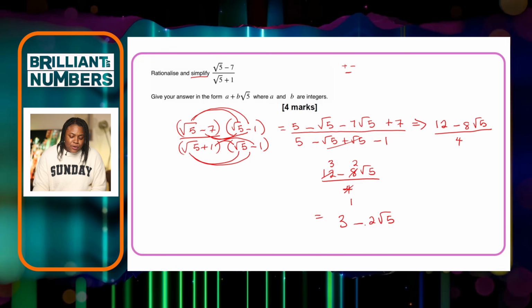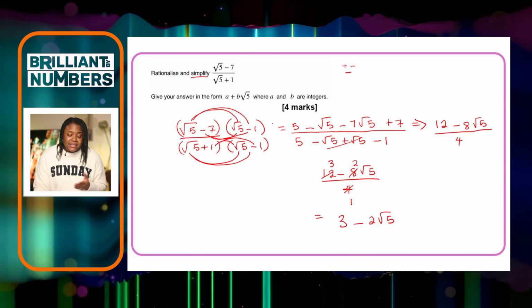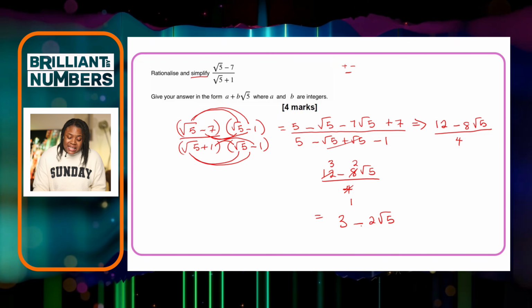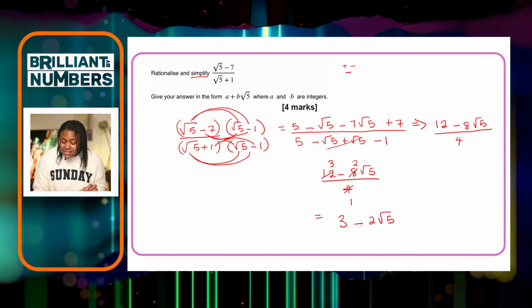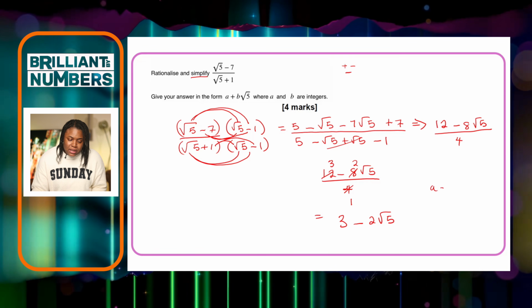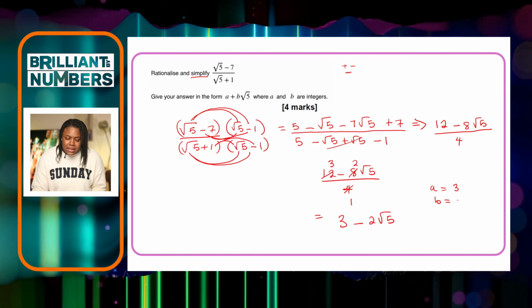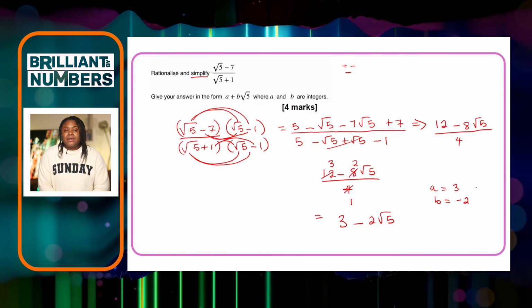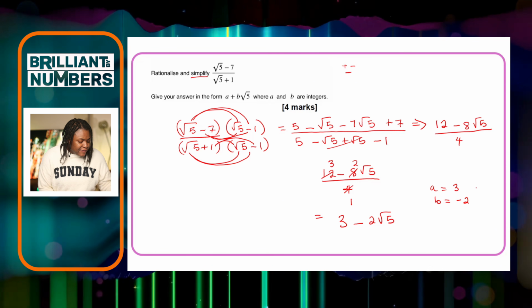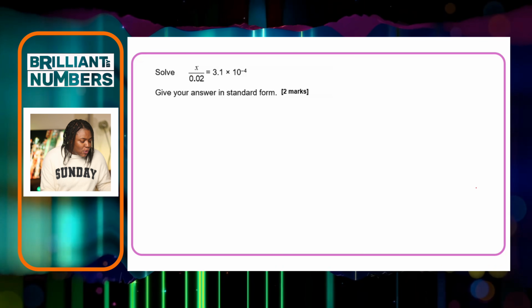So let's check now. Very good, I told you that in the beginning. You can see here, instead of the plus, there is actually a minus this time, but it is correct. So A would be equal to 3 and B would be minus 2. There we go, absolutely fantastic. So now we are moving on to standard form.